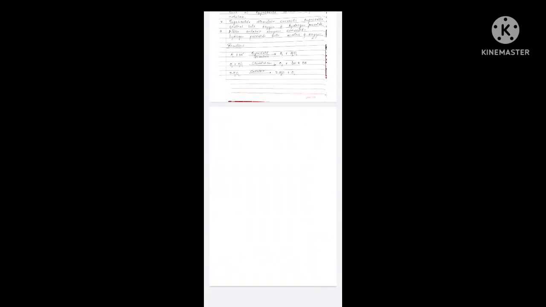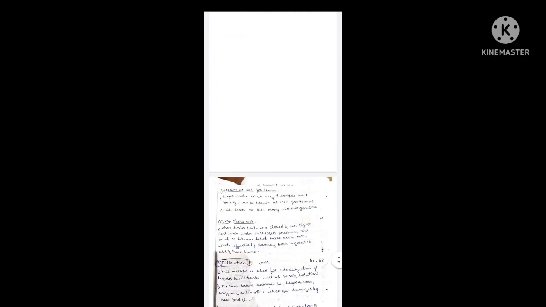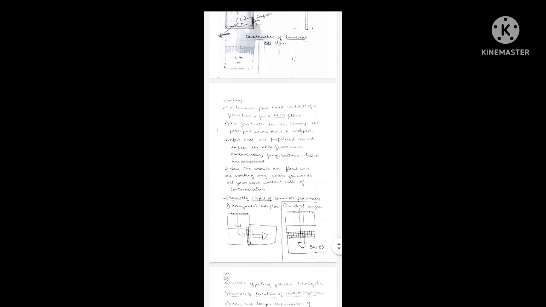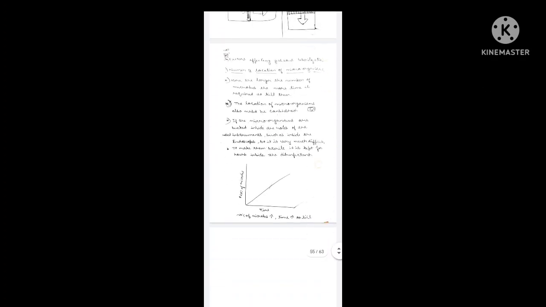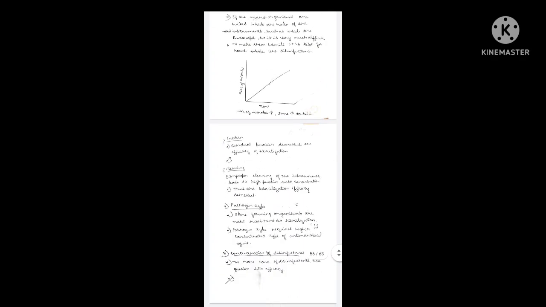Just to practice this, I will add this one in the description. And this one is the anaerobic jar method or gas pack method. This one is filtration. Everything I have made in PDF form and uploaded. This is laminar airflow. Factors affecting gaseous sterilization, very important one.